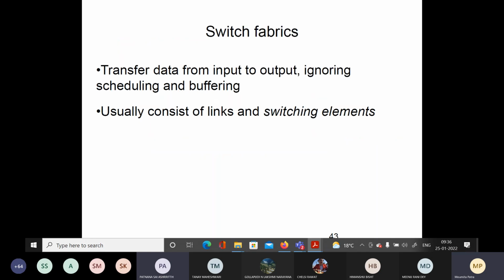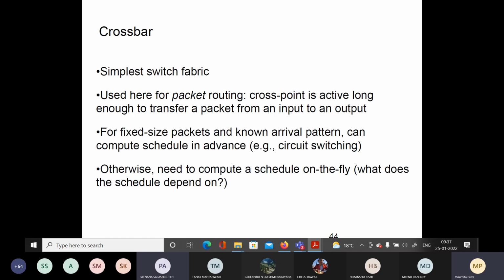Now let's get to different switch fabrics. Okay, so this is just what switch fabrics are. Let me not get into this. Simplest one we have already studied, that is a crossbar switch. It can be used for the packet switch circuit also. Now, for packet routing, the cross point is active long enough to transfer a packet from one input to an output. Okay, if the packet size is known and if the arrival packet is known, then it is great.